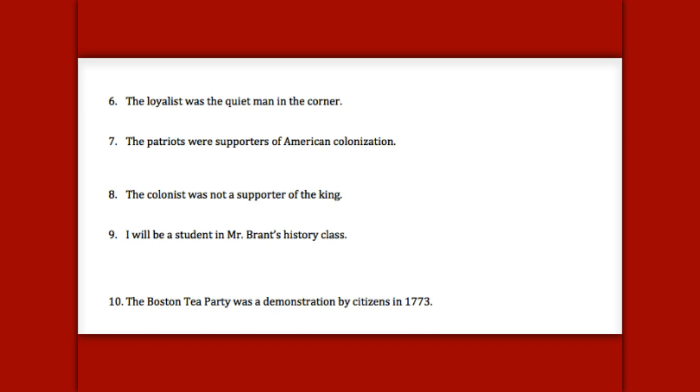They are in number 6, in the corner, in number 7, of American colonization, in number 8, of the king, in number 9, in Mr. Brandt's history class, that was a long one, and in number 10, by citizens, and also in 1773. Okay, if you have not finished your diagramming of the subjects, verbs, and predicate nominatives, hit the pause button and do that now. If you have finished, hang on and we'll get you over to the key.